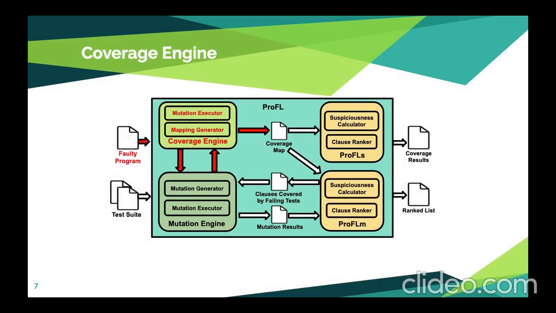So the coverage engine. In Prolog, there's no native way to determine test coverage, which is an integral part in fault localization. So what we did is we based our coverage technique on a recent paper which uses mutations to determine test coverage. So first, we invoke the mutation engine to get all the valid mutants of the program. And then for every mutant, we execute the test suite, and we see if any of the test results change. If a test changes, then we conclude that that statement that was mutated is covered by that test.